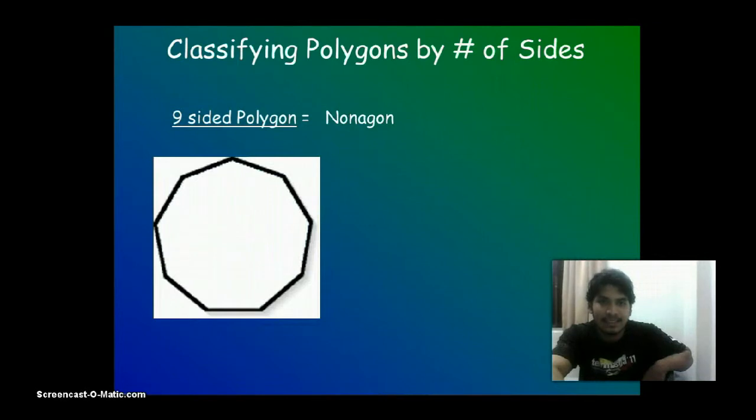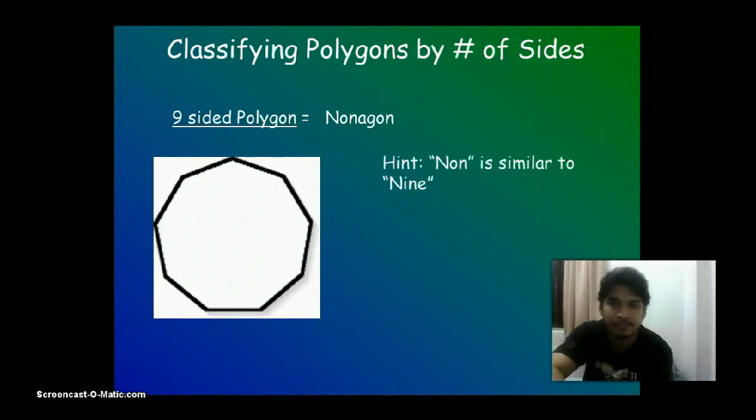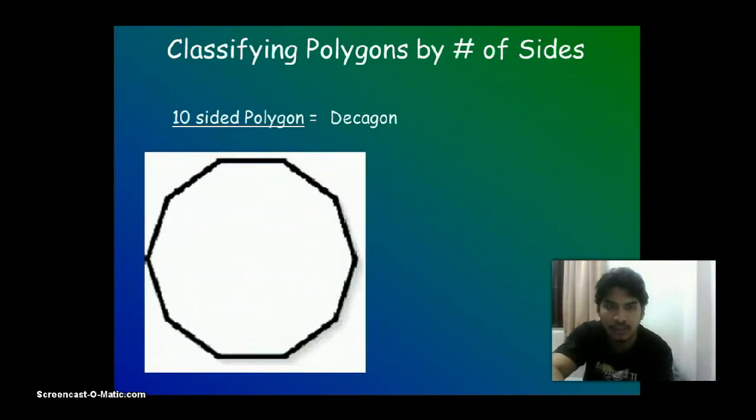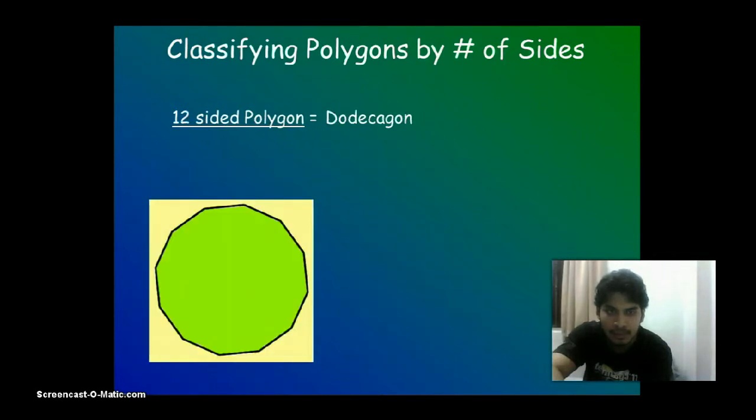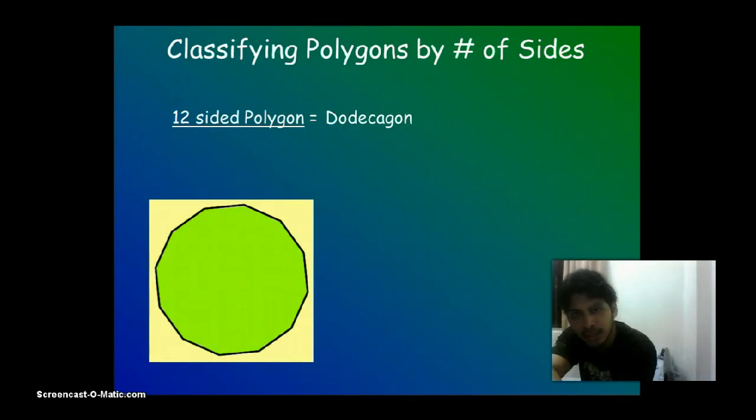And then nonagon, that is a 9-sided polygon. This one also I cannot find anything. And then we move on to decagon, a 10-sided polygon, related to decade, meaning 10 years. This one, the 11-sided polygon, we call it a hendecagon. The example is the shillings. Last one, the 12-sided polygon, dodecagon.